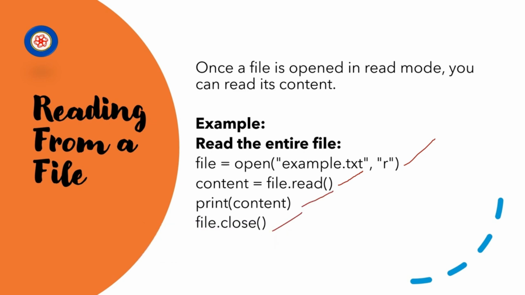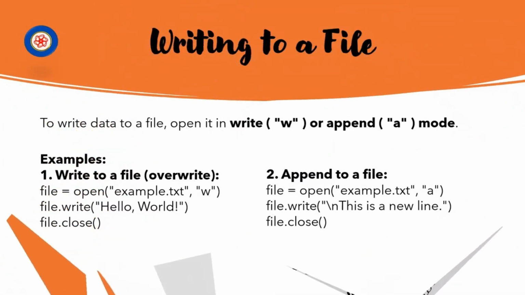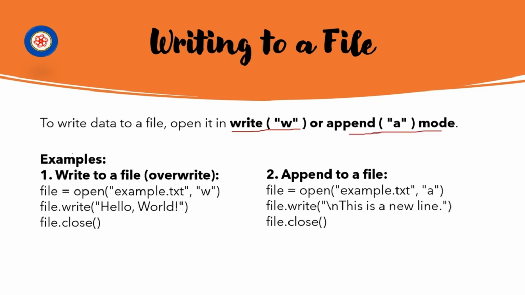Next, let's see how we can write data into a file. Writing data to a file is simple in Python. Depending on your needs, you can use the write mode to overwrite the content, or to add new data to the existing content, you can use append mode. Let's take a look at these examples on how we can write new data and overwrite existing content.